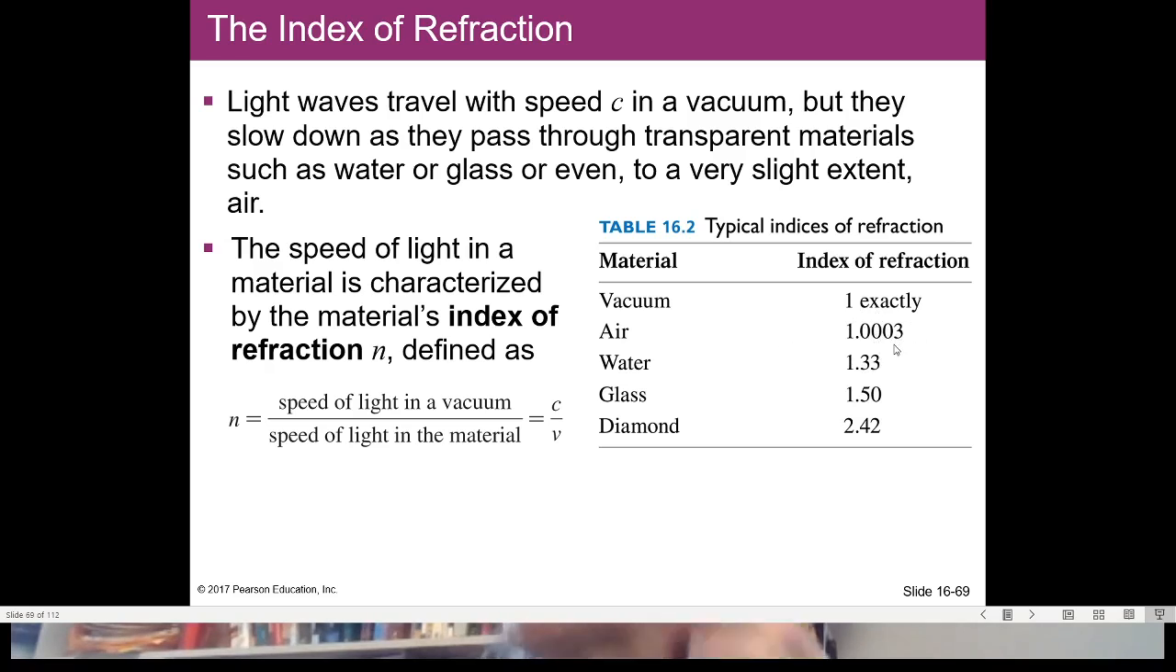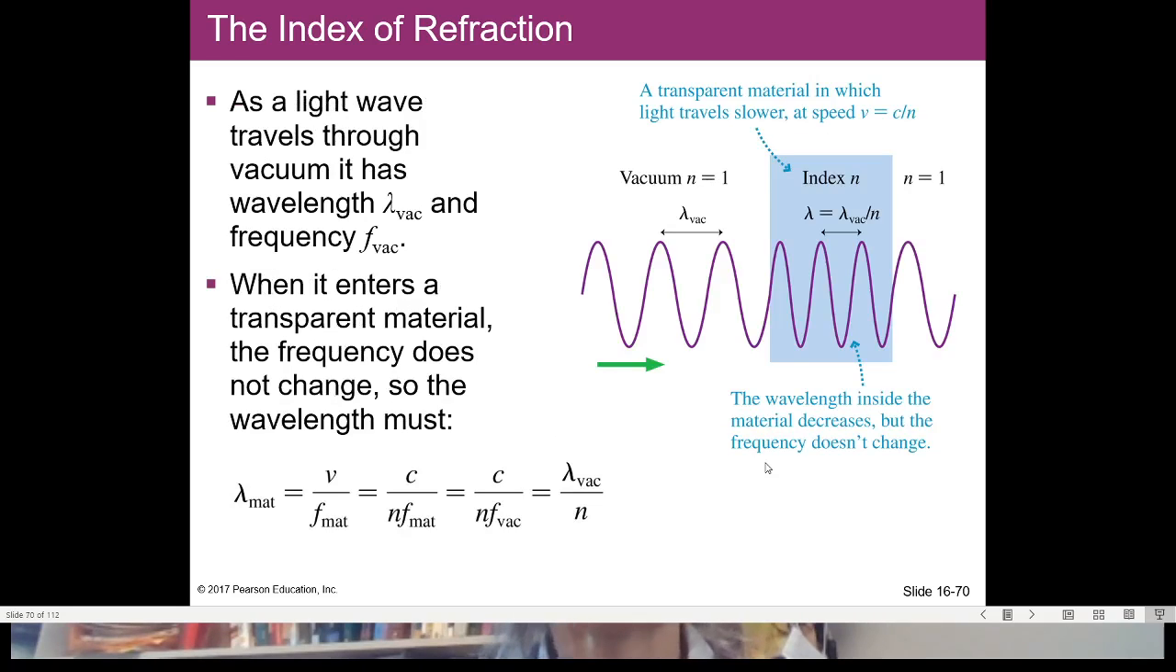I don't think there are any problems that I've assigned you where this is any different, where you have to carry that many sig figs. But in water, that's a dense enough material that this is significantly different from 1. In glass, the average speed of light is even slower, and in diamond, it's even above 2. Okay, so how does that work?